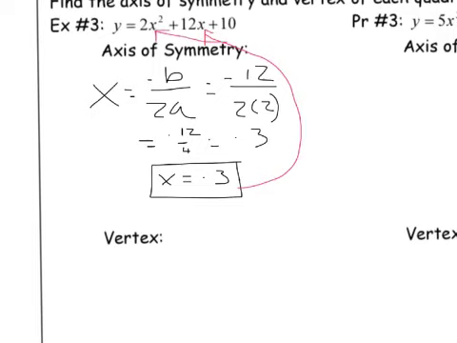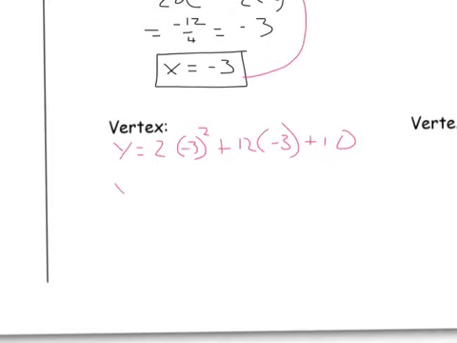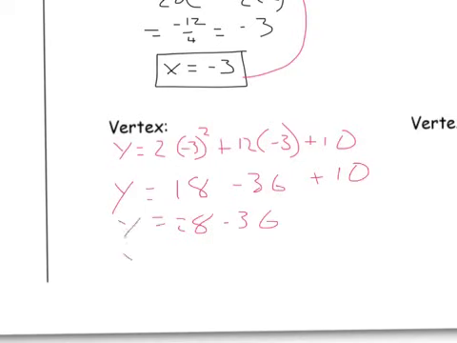Great. Now, if I want to find the y value of my vertex, I plug this in. So here's what this would look like. y equals 2 times negative 3 squared plus 12 times negative 3 plus 10. Let's work this out. Negative 3 squared is 9 times 2 is 18. Negative 3 times 12 is negative 36 plus 10. 18 and 10 is 28. So this is like 28 minus 36, which is negative 8. So the y value is negative 8.